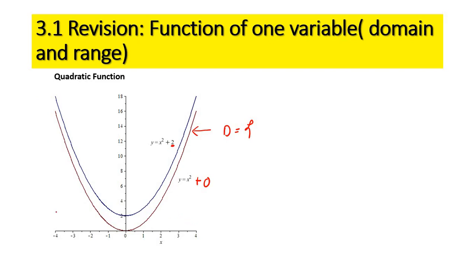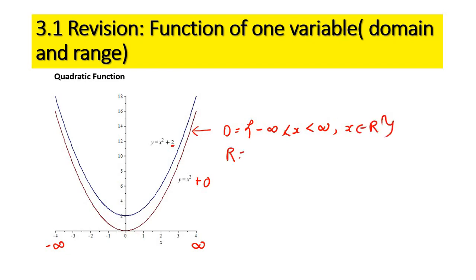For plotting purpose, I cannot plot from negative infinity up to positive infinity, because this is plotted using mathematical software, using Maple, or I may plot it using MATLAB. When I plot, I cannot plot from negative infinity to positive infinity. That's why I have to put some finite value. But in actual, the graph can be extended from negative infinity up to positive infinity. So for both graphs, the domain is the same. X is a real number.